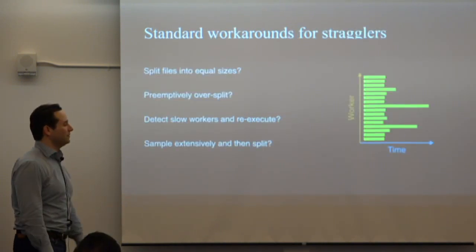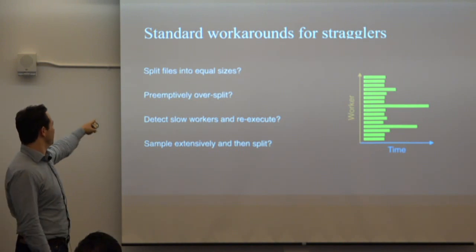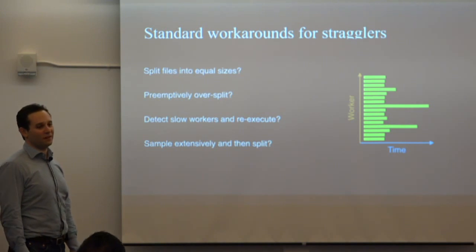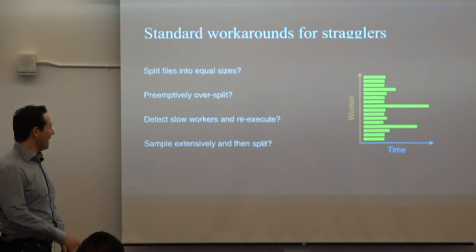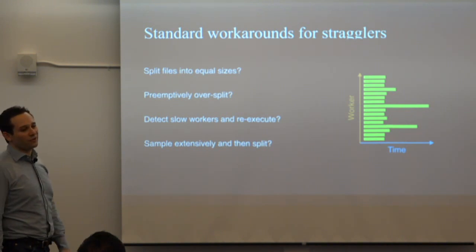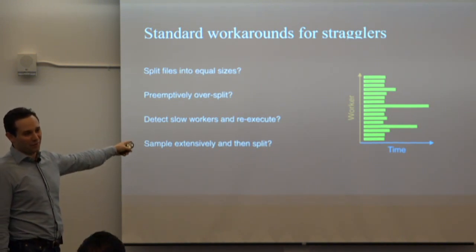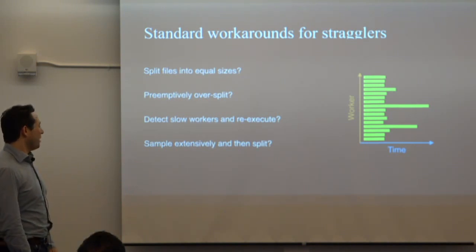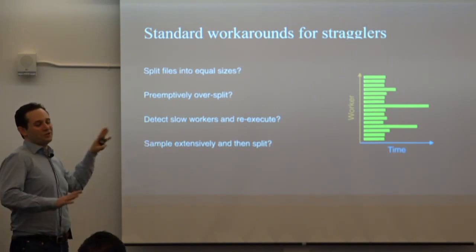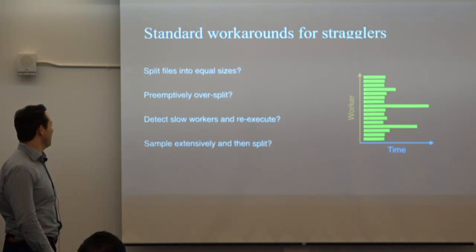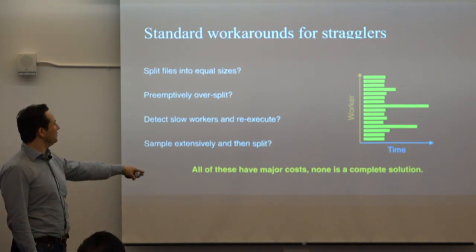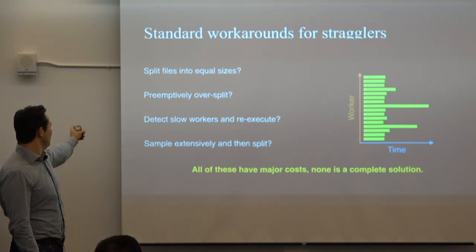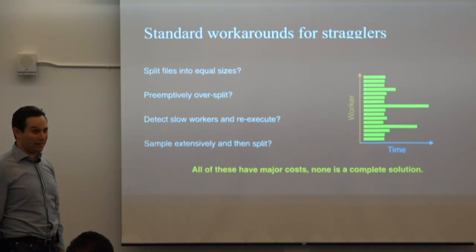So what do you do? Well, historically people have tried many things. Split all my files into equal sizes. Preemptively oversplit: split into much, much smaller chunks than I think I need, and hope that works. Detect slow workers and re-execute. It's a classic backup problem. If the worker is slow, just try to duplicate this on multiple workers and hope one of them finishes fast. Lots of papers have been written on how to do all sorts of different types of sampling to figure out how to do the splitting properly. The problem is none of these is a complete solution. For the data-dependent cases, splitting into equal sizes isn't going to help. Oversplitting has a cost in that you're putting a lot more overhead in the system.